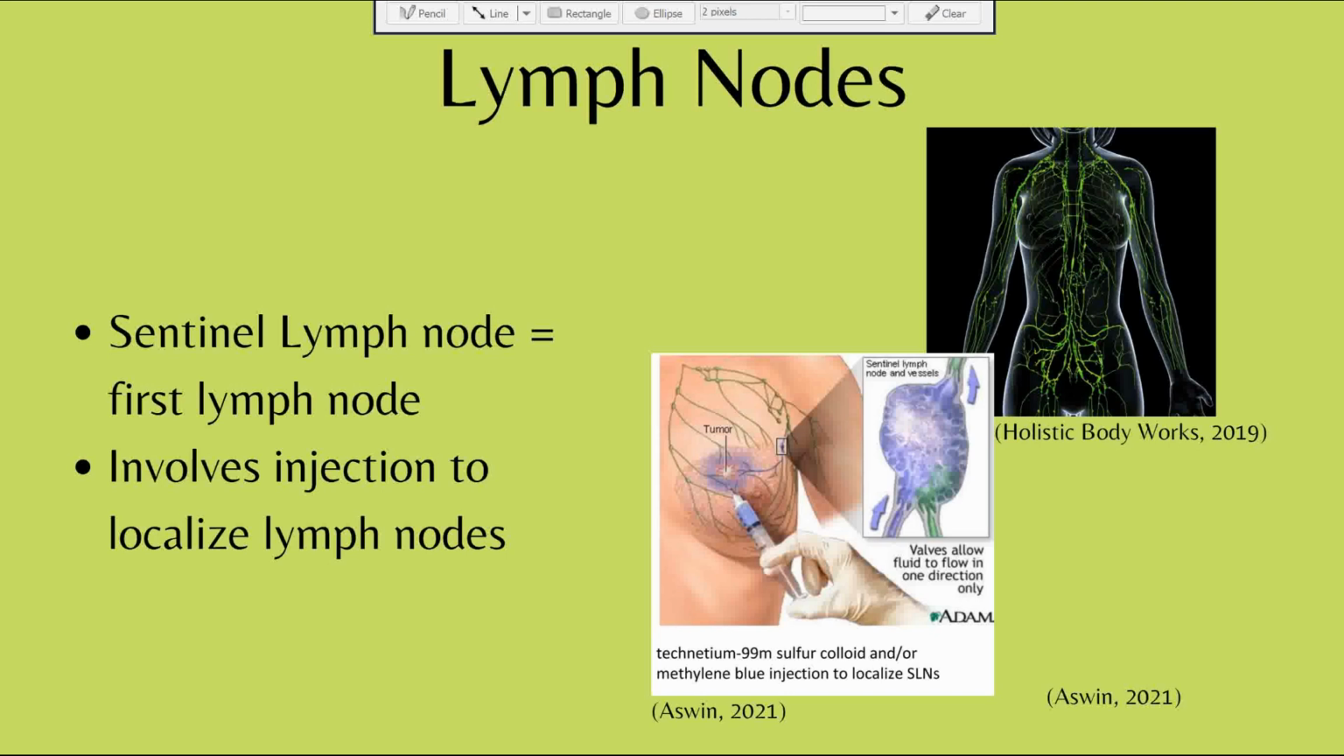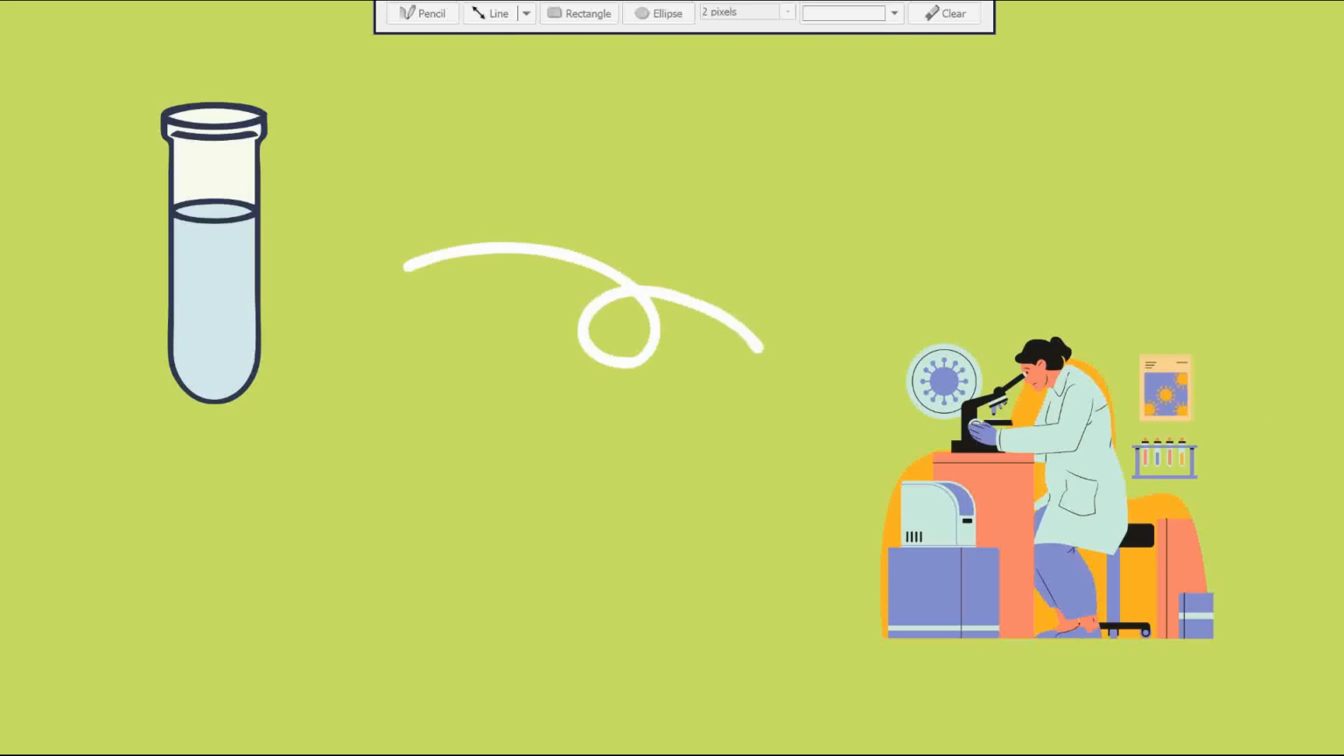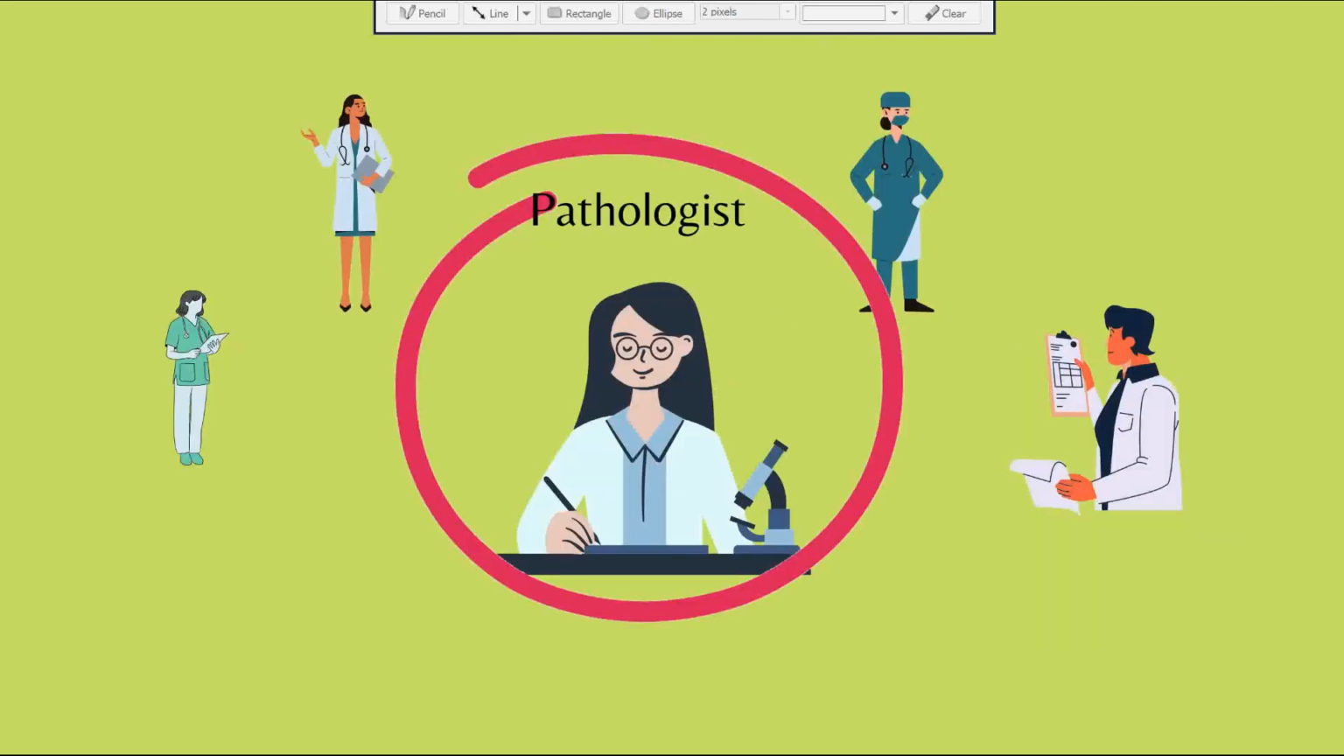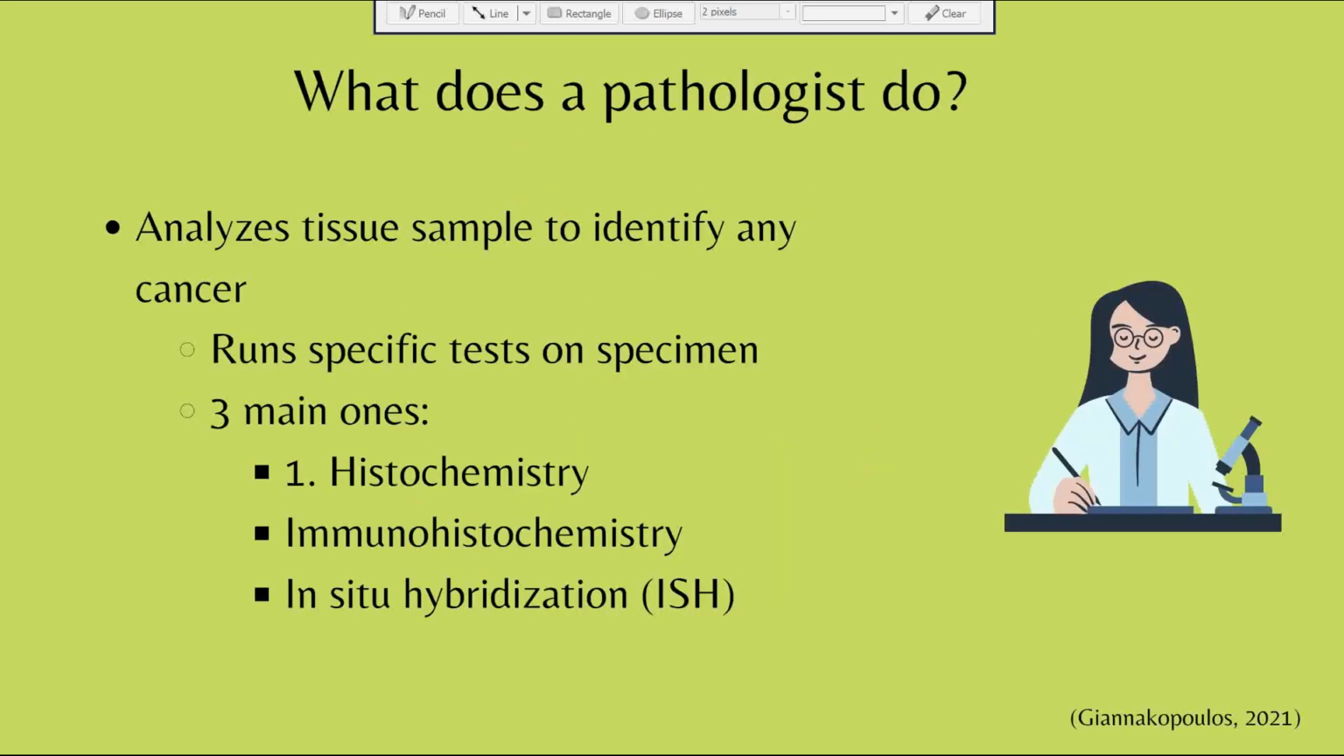Now we will send the biopsy tissue for further examination. The person who analyzes the tissue will be the pathologist. The job of the pathologist is to analyze the tissue sample and to identify any cancer. They will run specific tests on the specimen, and there are three main ones: histochemistry, immunohistochemistry, and in situ hybridization.